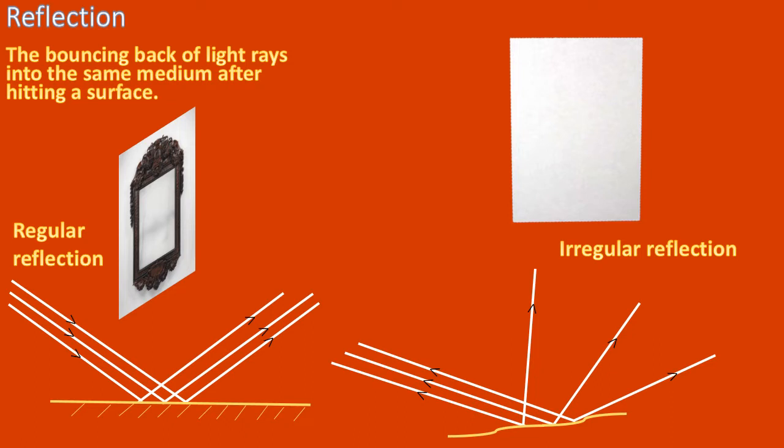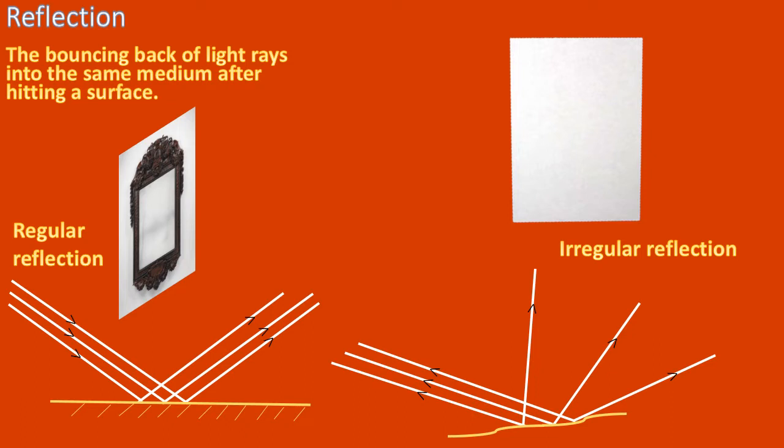Children, we are just recalling what we studied in our lower class. When light falls on a highly polished surface like a mirror, it undergoes regular reflection. That means all the light rays falling onto the polished surface are reflected parallel to each other. You can see the reflected rays are parallel to each other. As a result, an image is formed.